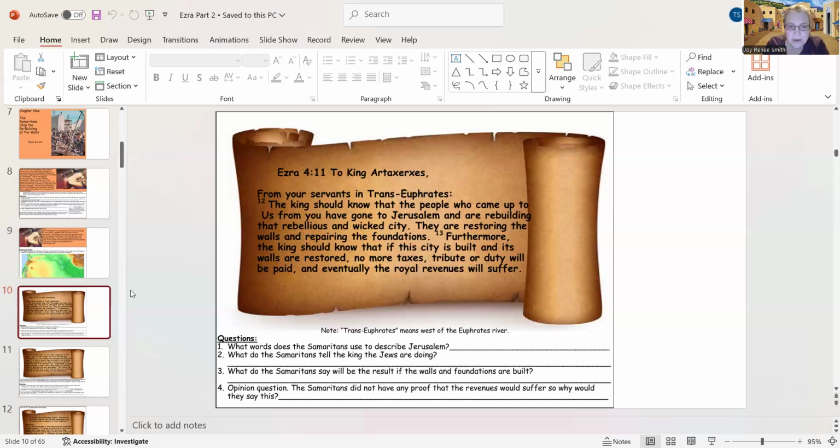What words did the Samaritans use to describe Jerusalem? Rebellious and wicked city. What do the Samaritans tell the king the Jews are doing? They're restoring the walls and repairing the foundations of the temple. What do the Samaritans say will be the result if the walls and foundations are built? No more taxes, tribute, or duty will be paid. The Samaritans did not have any proof that the revenues would suffer, so why would they say this? To rile up the king, because the king deals with revenue.